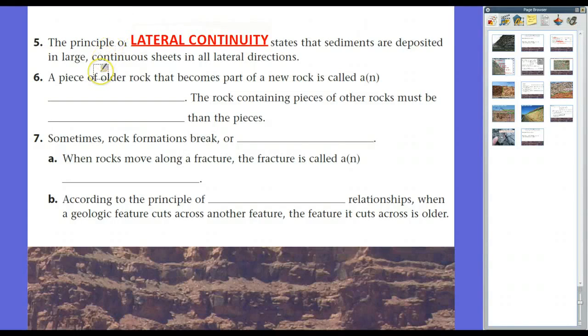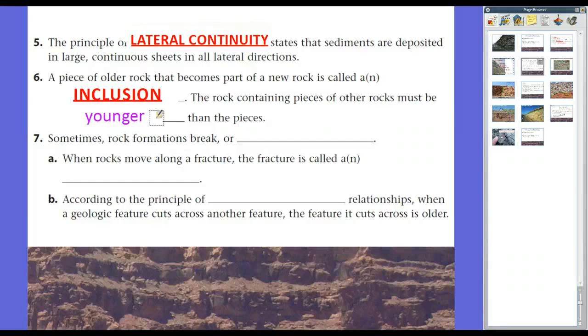Okay, now a piece of the older rock that becomes part of the new rock is what we call an inclusion. It's been included in the newer rock from the old one. The rock containing pieces of other rocks must be younger than the pieces. In other words, if we pick up a rock and see inclusions in it, these included pieces must be older than the rock that's surrounding them.